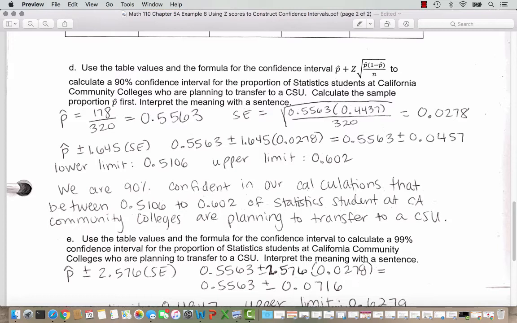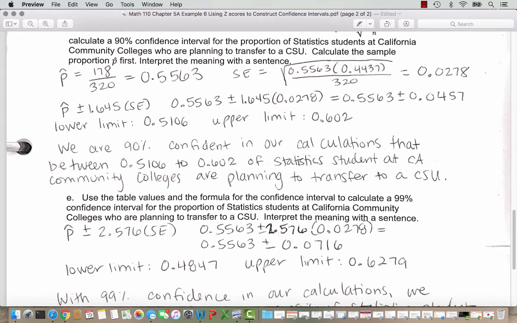So now we're going to use the z critical value 1.645 because I want to be 90% confident. So we are going to start with our sample proportion p hat and then add and subtract 1.645 times the standard error. So plugging in the number values here, I have 0.5563 plus or minus 1.645 times 0.0278. I multiply the 1.645 times the 0.0278 first to get 0.0457, and then we're going to add and subtract 0.5563 plus or minus the 0.0457 to find our limits.